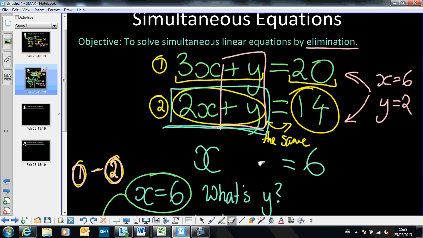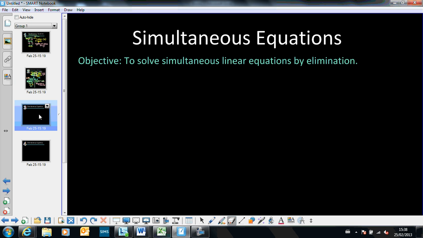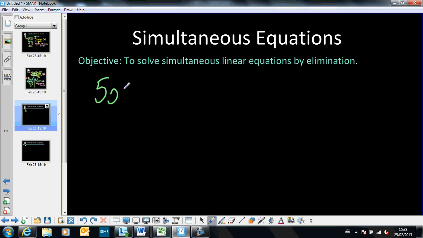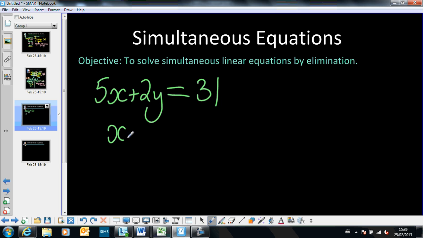So we're going to look for opportunities to do things like that. I'm going to show you one more example that's maybe not quite as straightforward. So what if I had 5x plus 2y is equal to 31, and x plus y is equal to 5?